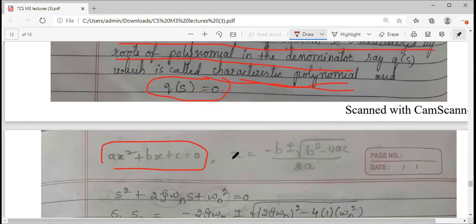x equals minus b plus or minus square root of b square minus 4ac, divided by 2a. Similarly, what is a here? It is 1. You can see, compare it. What is b here? It is 2 zeta omega n, and c is omega n square.